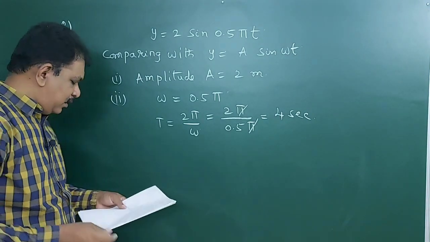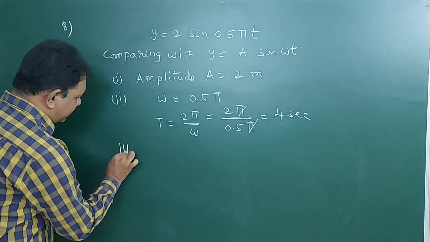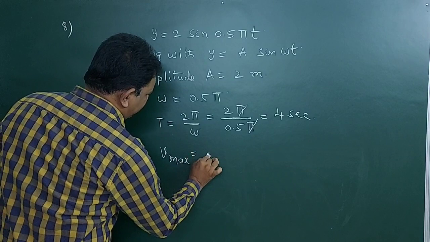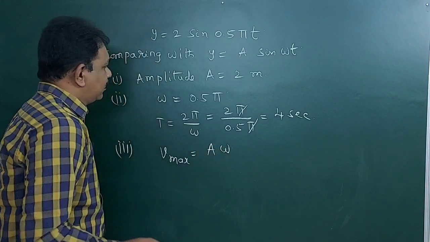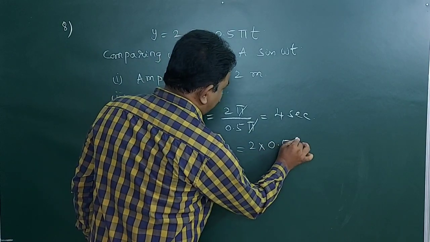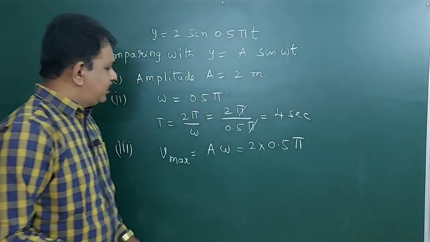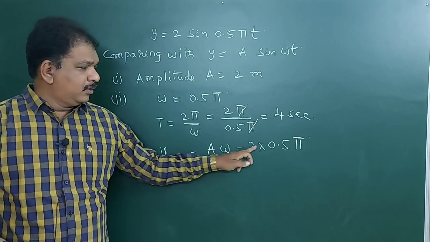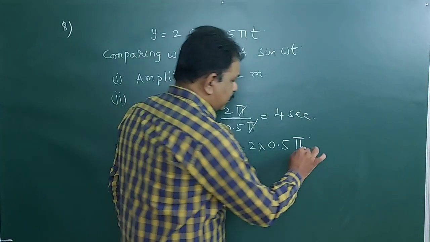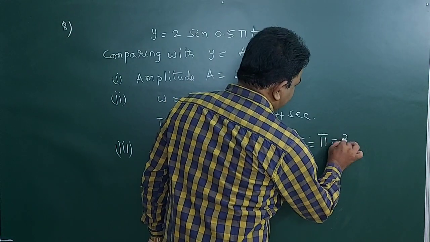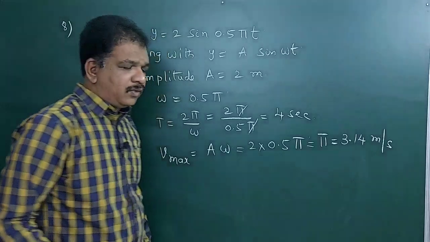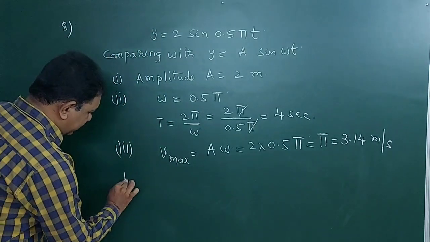Next, third one, maximum velocity. V max is equal to A omega. A value will be 2, omega value 0.5 pi. 2 into 0.5 will be 1. This value will be pi. This is 3.14 meter per second.